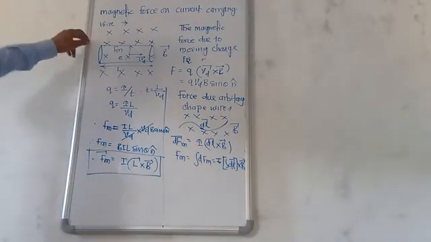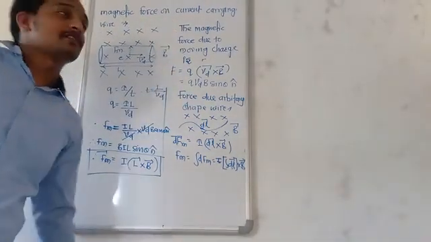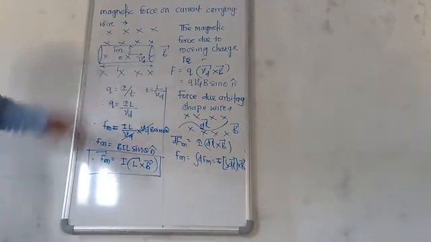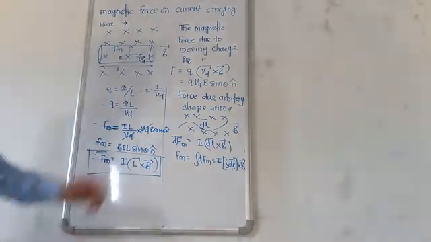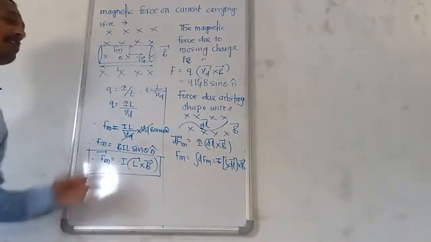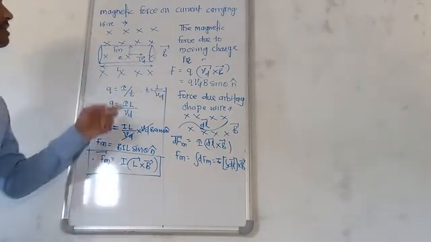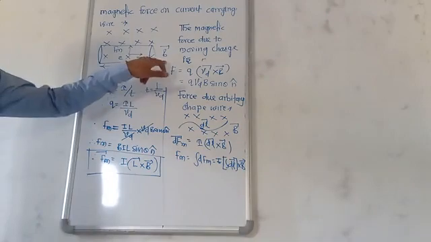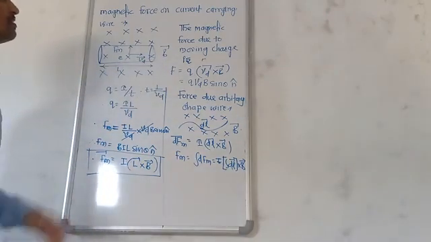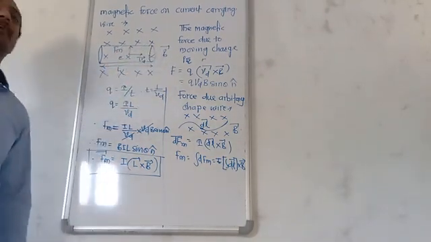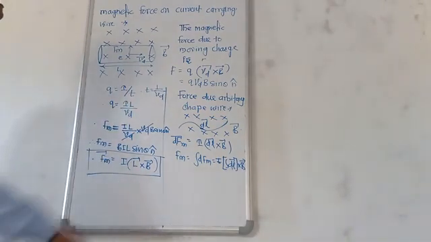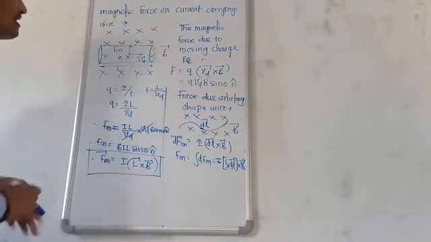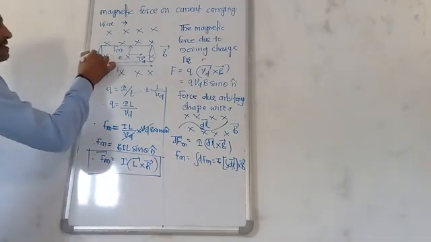Hello friends, today we are going to discuss magnetic force on a current carrying wire. Suppose we consider a wire of length L having a number of electrons, which is put in a uniform magnetic field B, so that the electrons are moving with velocity V bar. The direction of the moving electrons is this, and the direction of the current is this.